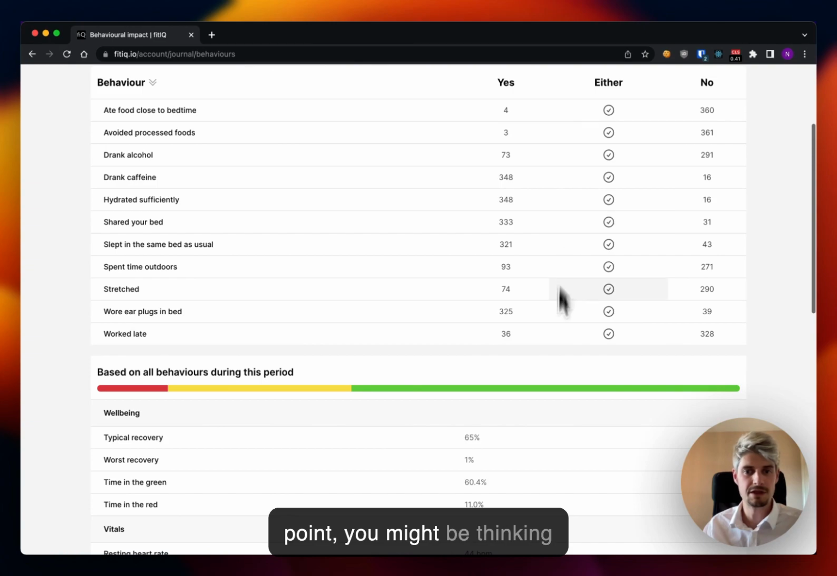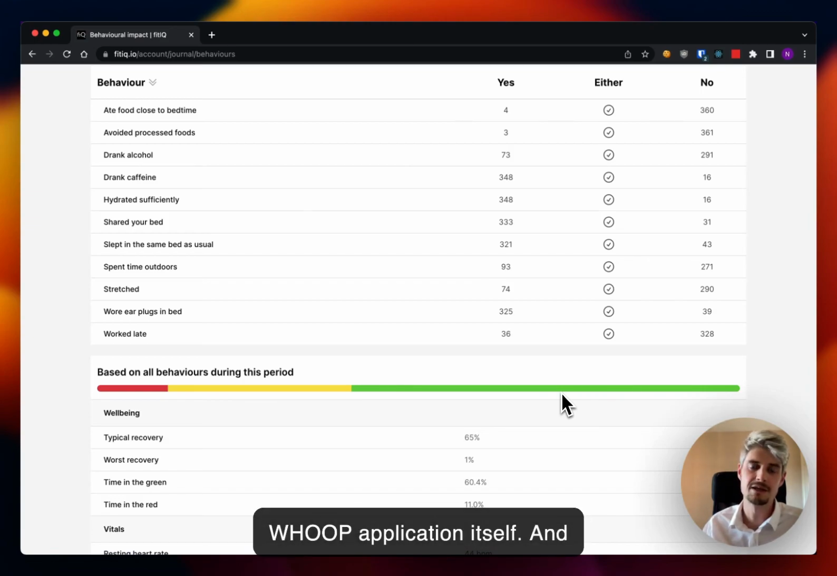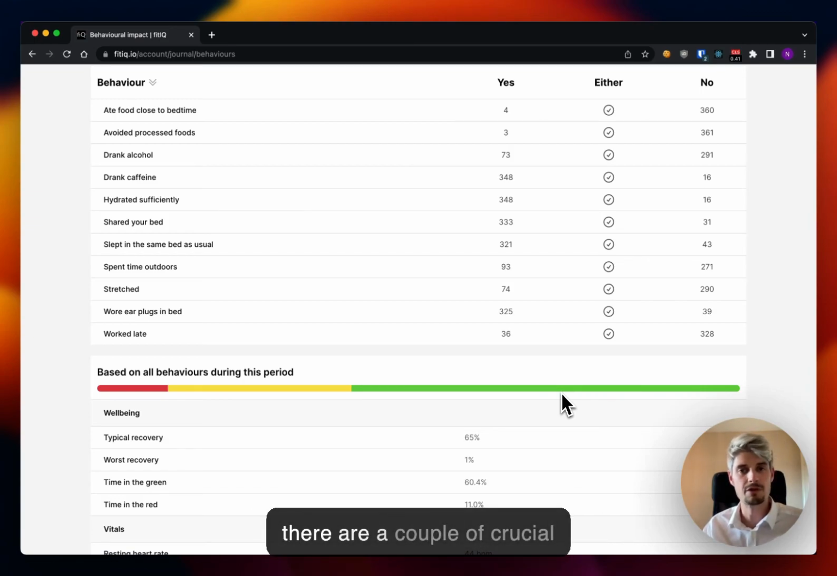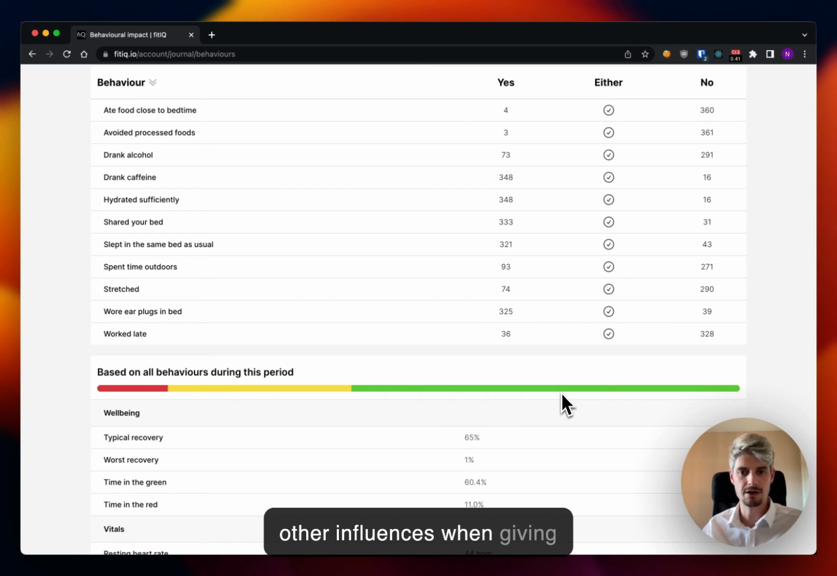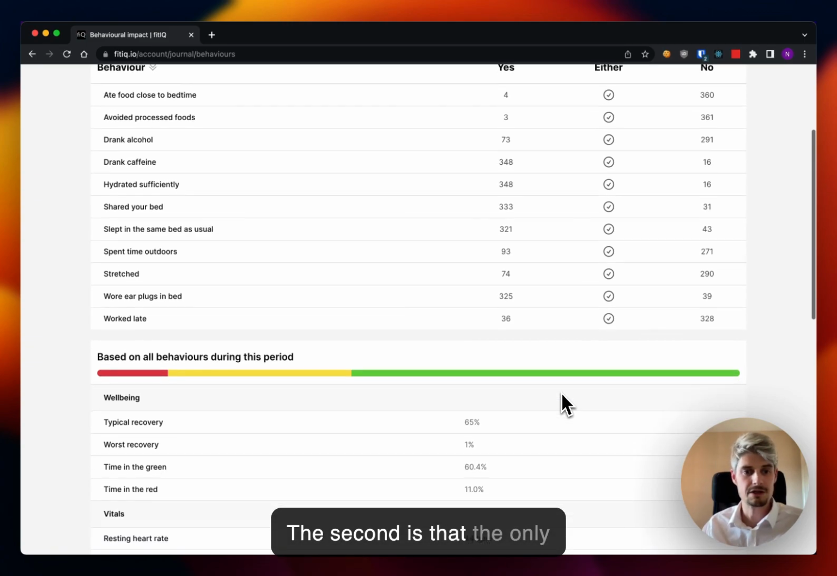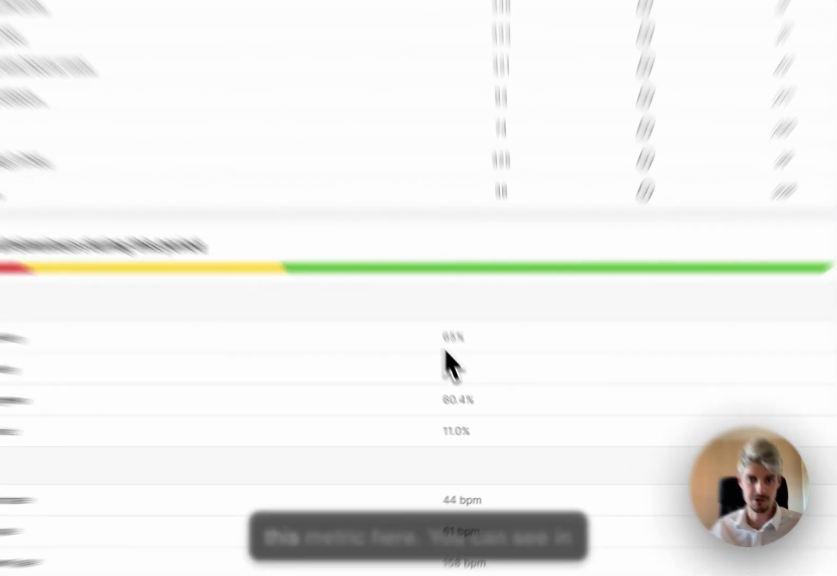Now at this point you might be thinking this looks like it might be very similar to the Whoop Insight analysis provided within the Whoop application itself. And you'd be broadly right, but there are a couple of crucial differences. One is that Whoop's insights factor in other influences when giving you an overall assessment of whether a behaviour is positive or negative.